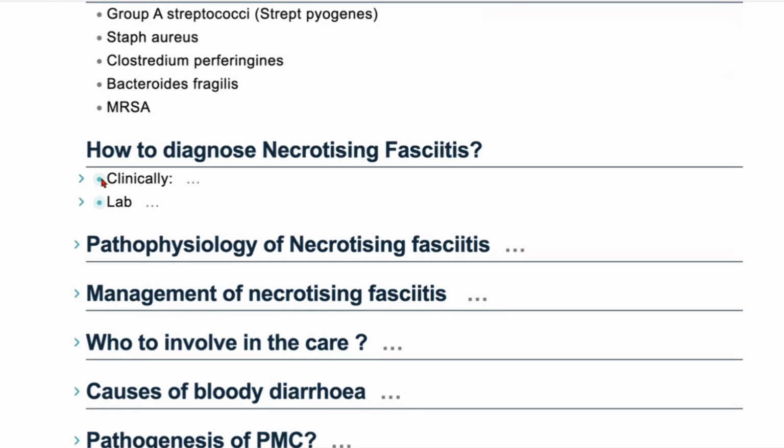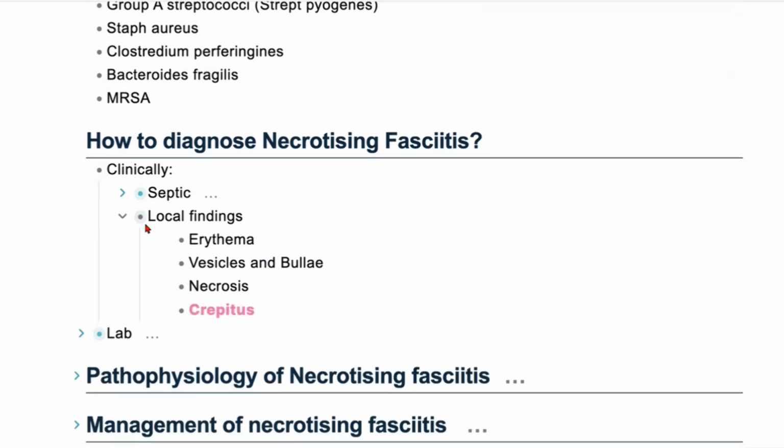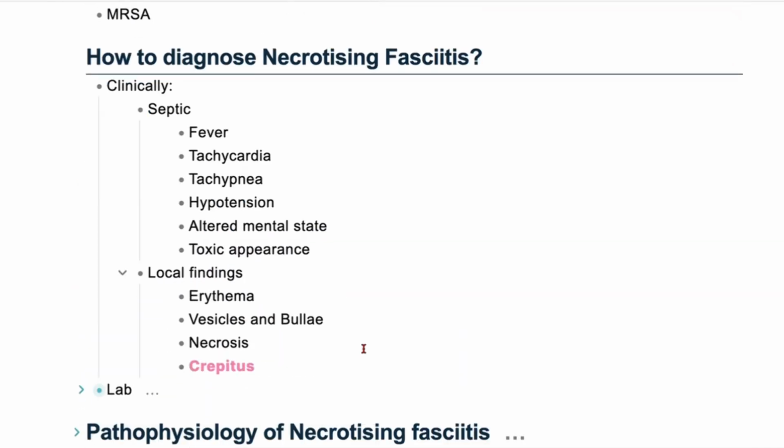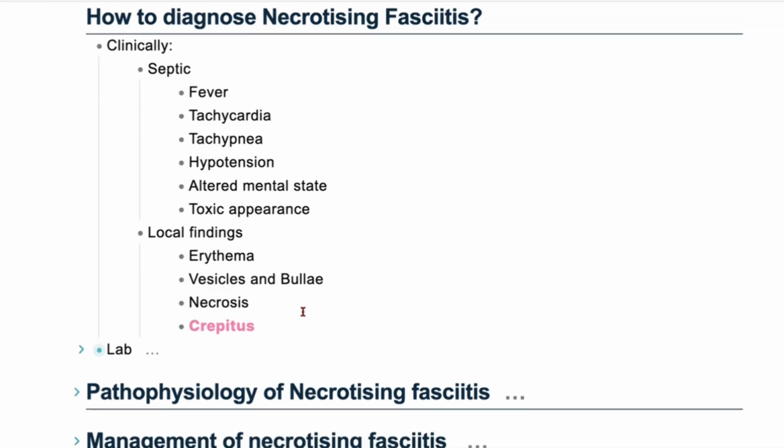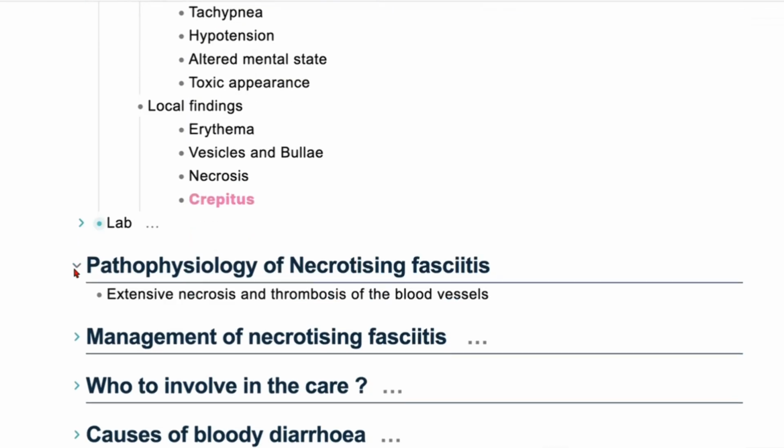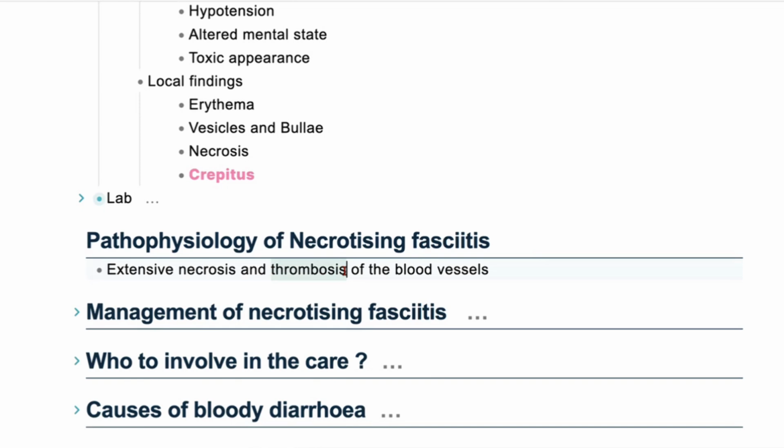And it depends on the presence of crepitus in the local finding, and the patient being septic with toxemia or a toxic appearance in the septic findings. Pathophysiology, thrombosis of the blood vessels is the key. That's why you get the dark color.